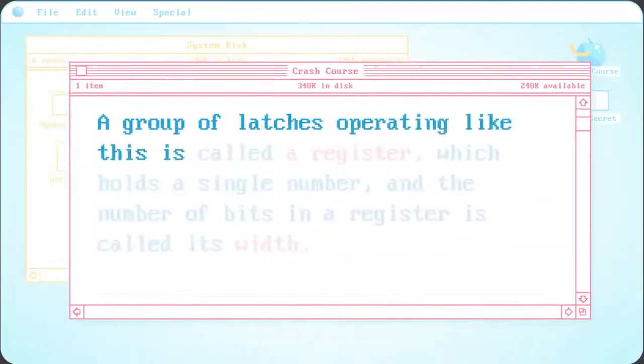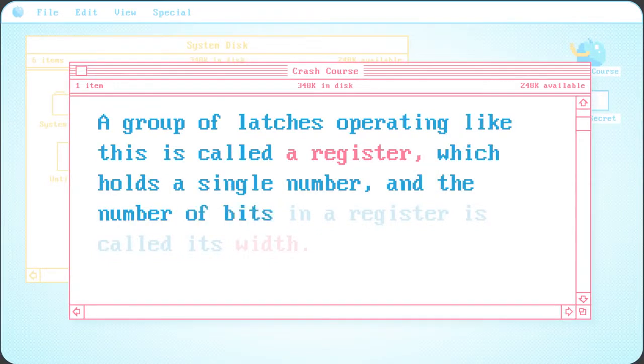Now of course computer memory that only stores 1 bit of information isn't very useful. Definitely not enough to run Frogger or anything really, but we're not limited to using only one latch. If we put 8 latches side by side, we can store 8 bits of information, like an 8-bit number. A group of latches operating like this is called a register, which holds a single number, and the number of bits in a register is called its width. Early computers had 8-bit registers, then 16, 32, and today many computers have registers that are 64 bits wide.